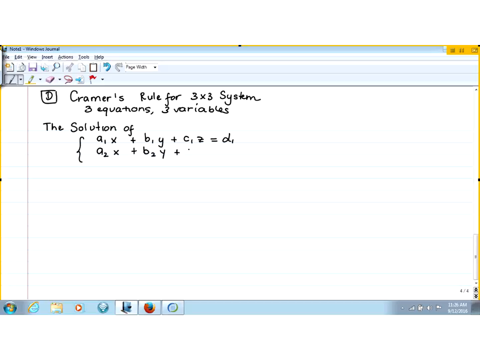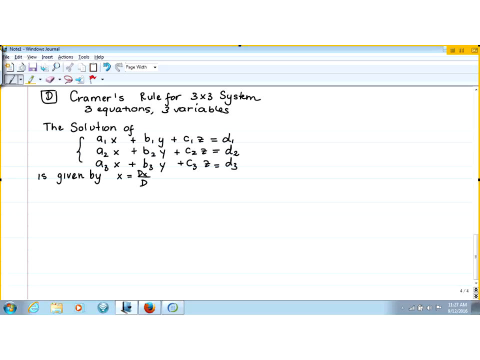A2x plus B2y plus C2z is equal to D2. What do you think the last equation will be? A3x plus B3y plus C3z equals D3. Perfect. All right, the solution is given by the same thing. So I'm going to write the same thing.